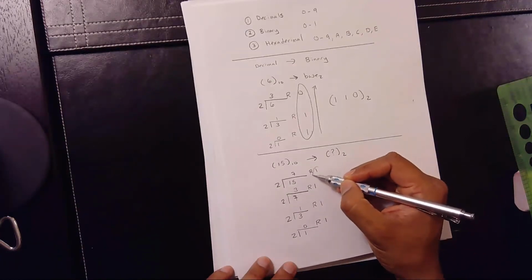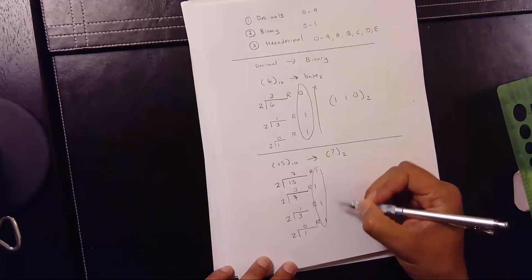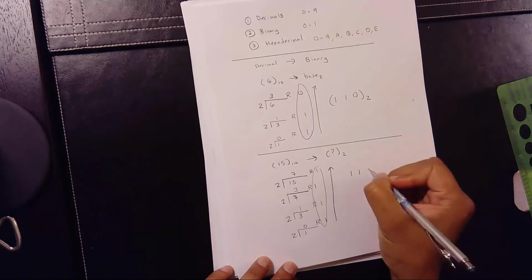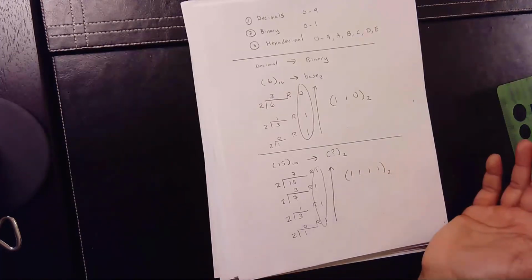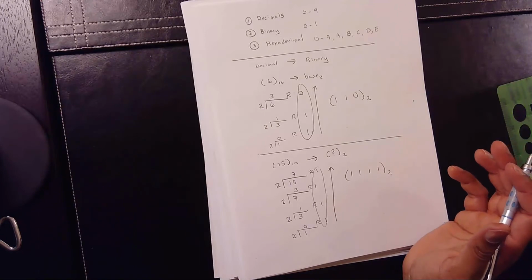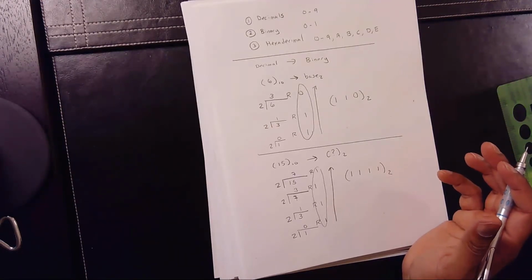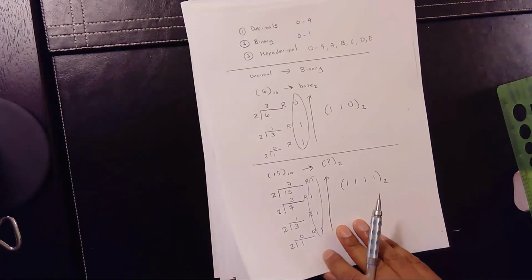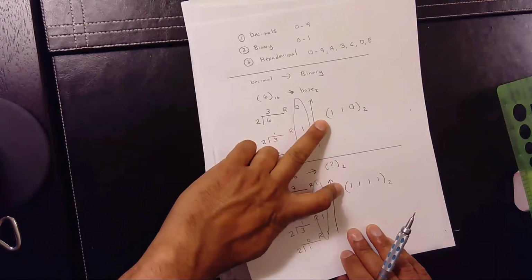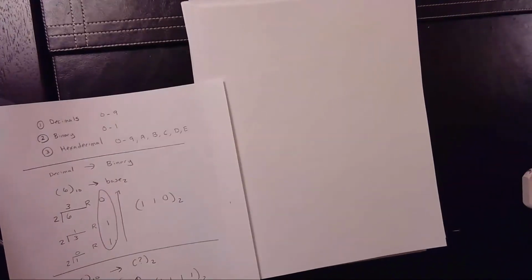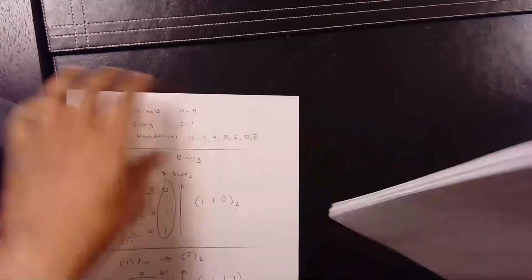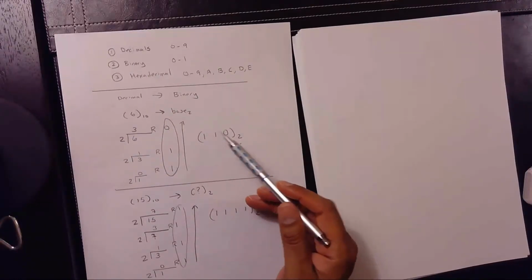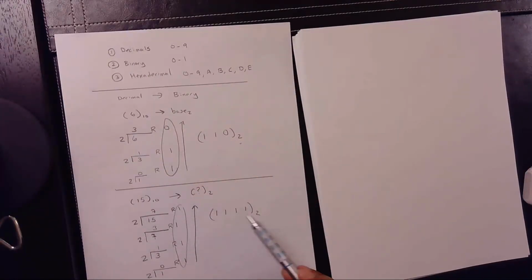So what's our answer? Our remainders indicate our answer. They're all the same, so it doesn't matter which direction you go: it's 1, 1, 1, 1 binary. So that's how we convert to binary. How do we go back from binary to decimal? Let's convert these numbers back to decimal, side by side, so we see we got the answer. 110 should give us 6, and 1111 should give us 15.